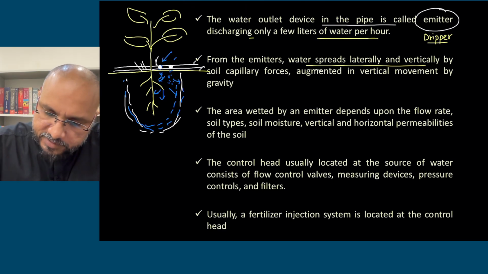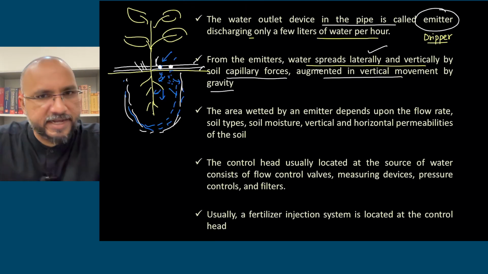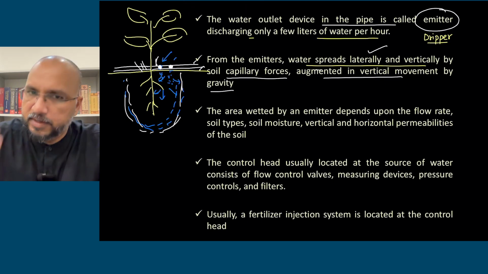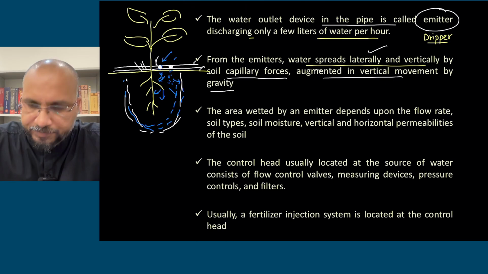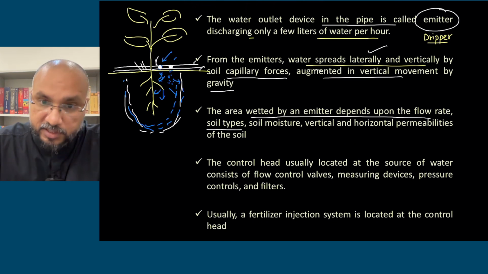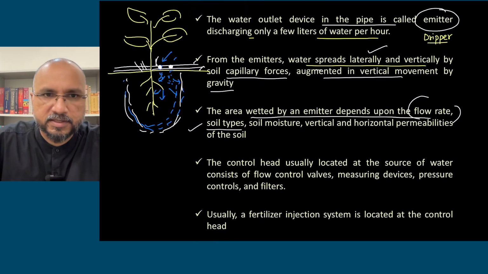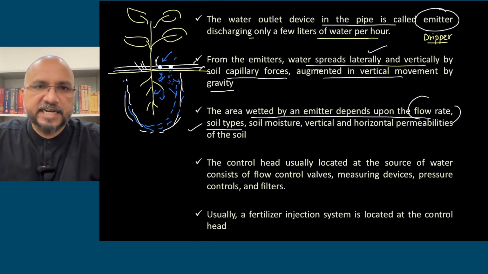So from the emitters, water spreads laterally and vertically through capillary forces, and water will spread in all directions. Okay, gravity also pulls, and it will also spread laterally. So the area wetted by an emitter depends upon the flow rate, and also depends upon the soil type. Flow rate means how much pressure you use: if you use more pressure, more water will come out, so a larger area will become wet.